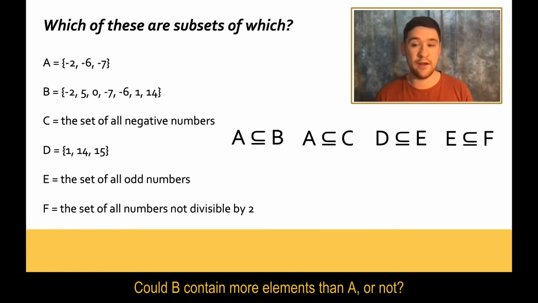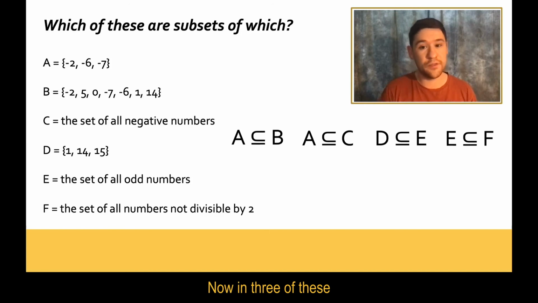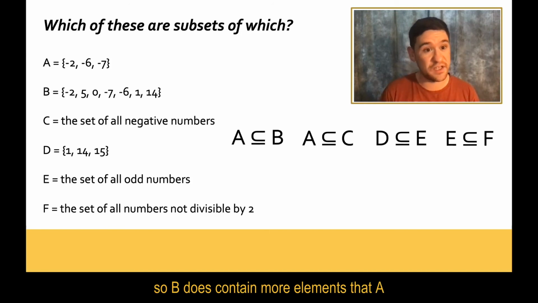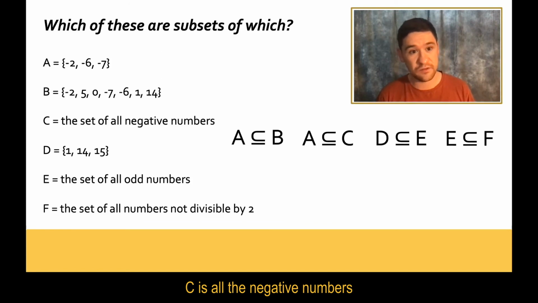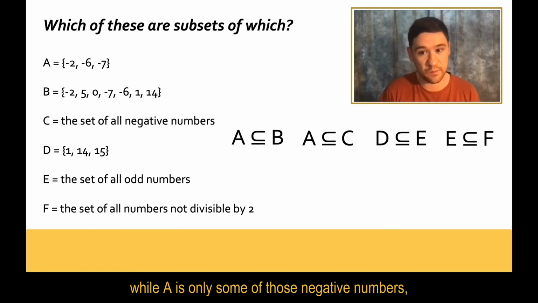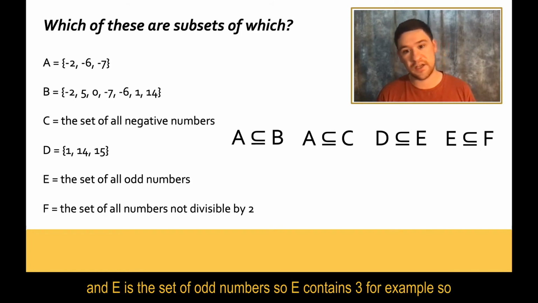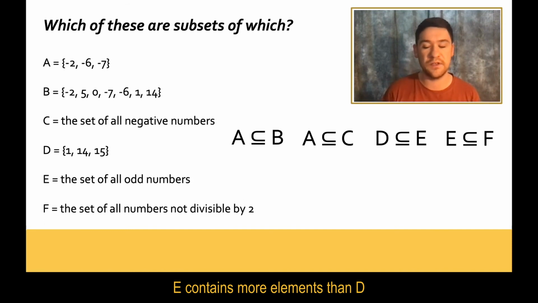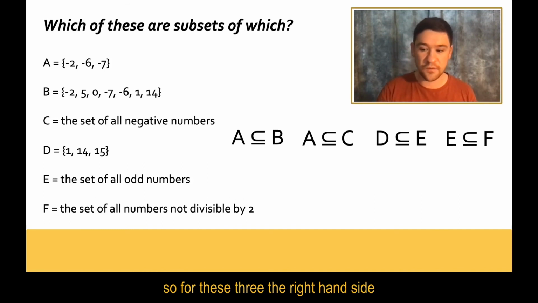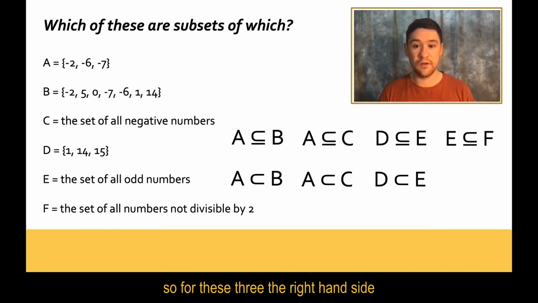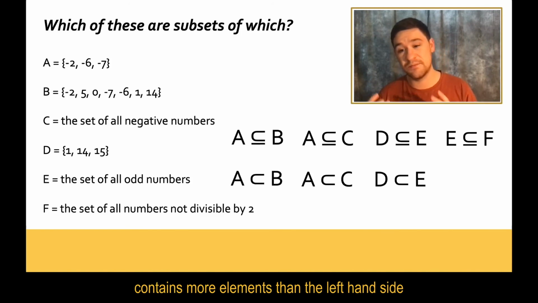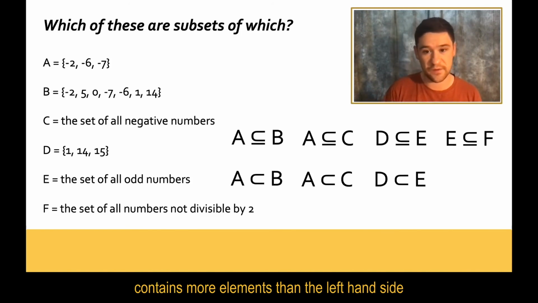Could B contain more elements than A or not? Now in 3 of these, B does contain more elements than A. C is all the negative numbers. Now A is only some of those negative numbers, so C contains more elements than A. And E is a set of odd numbers, so E contains 3, for example. So E contains more elements than D. So for these 3, the right-hand side contains more elements than the left-hand side.